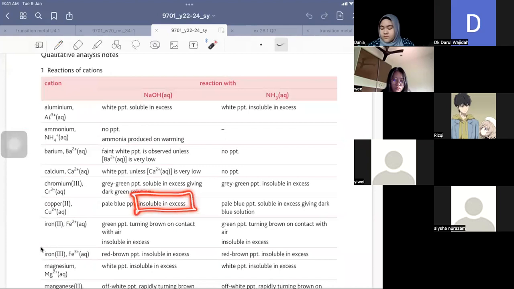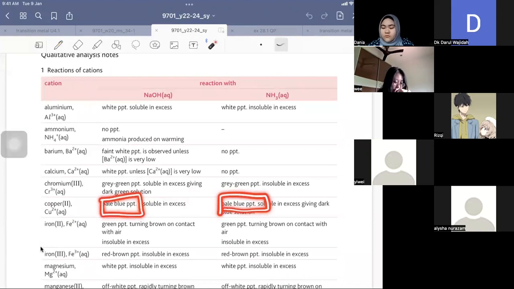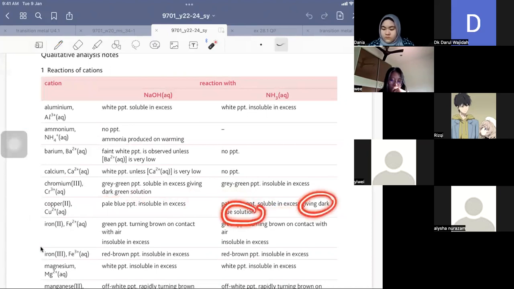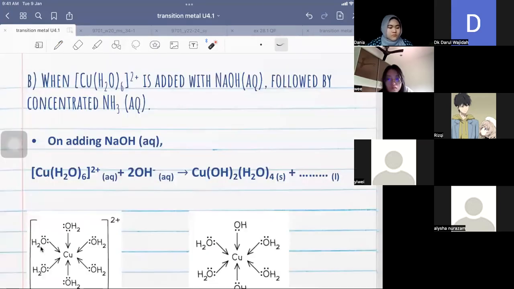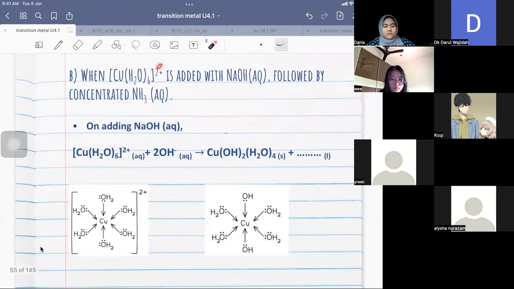Instead, we're going to add excess ammonia. The same case happens when you add ammonia drop by drop. You will see a pale blue precipitate. This pale blue precipitate is the same substance, which we will look at shortly. And then in excess, it dissolves, soluble in excess, and it gives the dark blue solution. So we want to know what gives us the pale blue precipitate and what gives us the dark blue solution. This is what we're looking at here. So copper 2+ and copper with 6 water molecules are the same thing, and it is added with sodium hydroxide followed by concentrated ammonia. We'll look at concentrated ammonia later on. So copper 2+, as you know, is a blue solution.